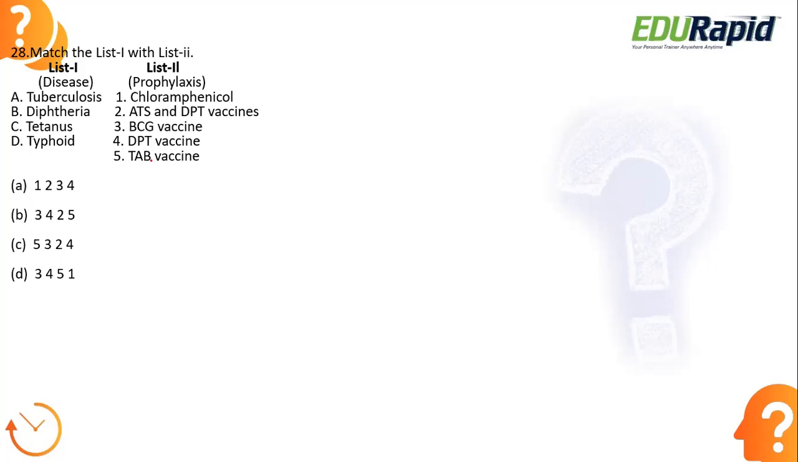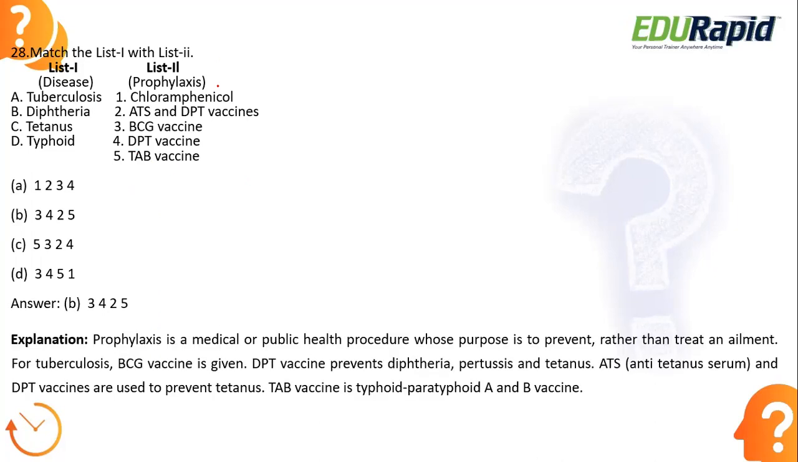Okay, now let us look at the right answer here. The right answer is option B, 3, 4, 2, 5. So when we are looking at prophylaxis, which is a medical term or a public health procedure, the major purpose of this is to prevent diseases. Before any virus, bacteria or germs enter our body, we have to make sure that our body prevents that. It will not pave the way for the entry of these viruses. Even if it enters, it can be easily destroyed in our body.